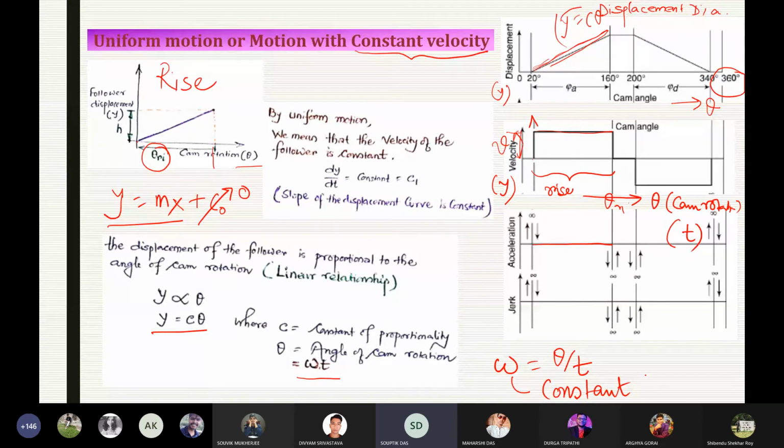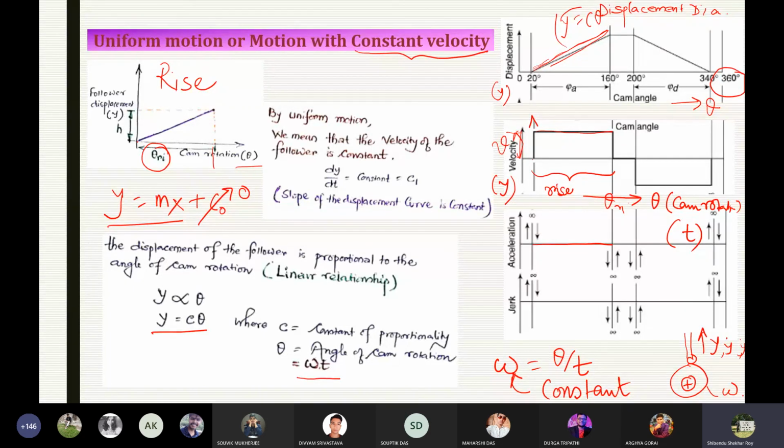But if we go by v square by r... First, here I am talking about the follower motion, the displacement diagram of the follower, and omega is for the cam. There are two things: one is the cam, another is the follower. Whatever I am talking about omega is related to the cam, and whatever I am talking about y, y dot and y double dot is related to the follower.